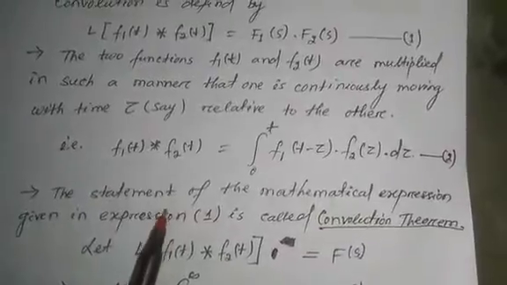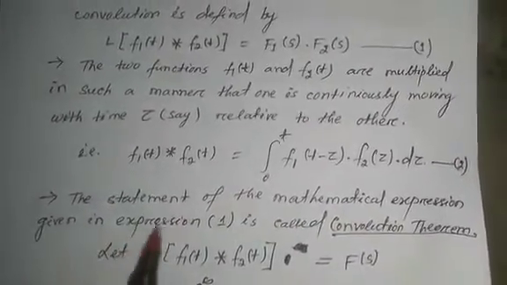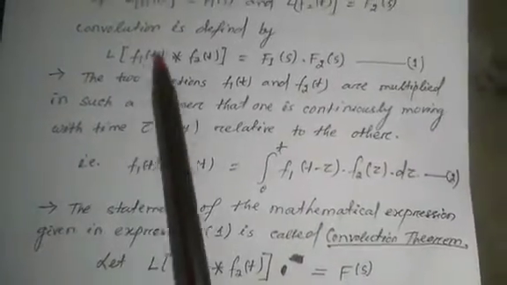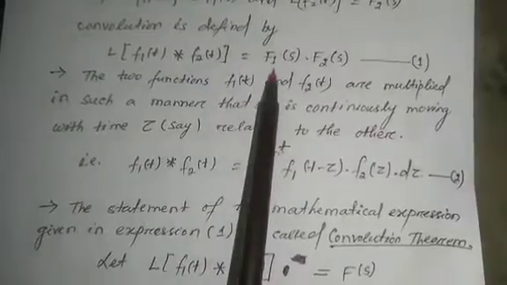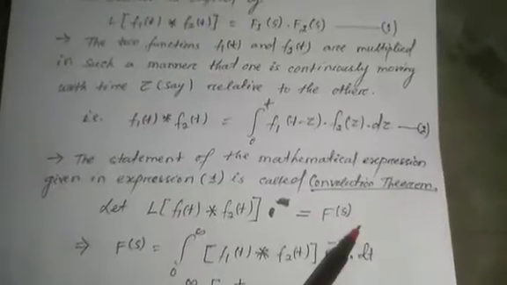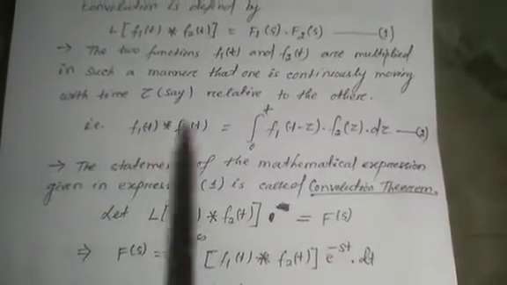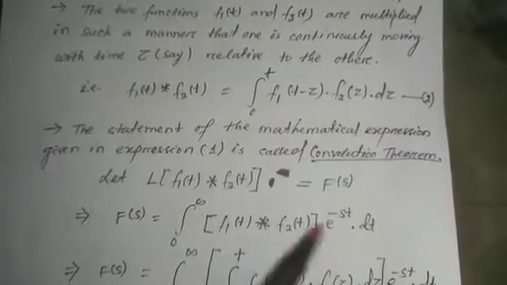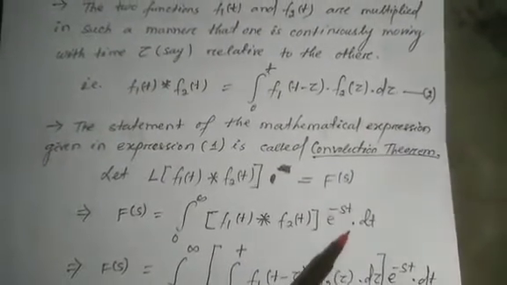You see, the statement of the mathematical expression given in expression 1 here is called the convolution theorem. This one: Laplace of f1(t) convolved with f2(t) is equal to capital F1(s) times F2(s). Similarly, let Laplace of f1(t) convolved with f2(t) be taken as F(s). Then what is the formula for F(s)? F(s) is equal to the integration from 0 to infinity of f1(t) convolved with f2(t), into e to the power minus st, into dt. That is the procedure for taking the Laplace transform.